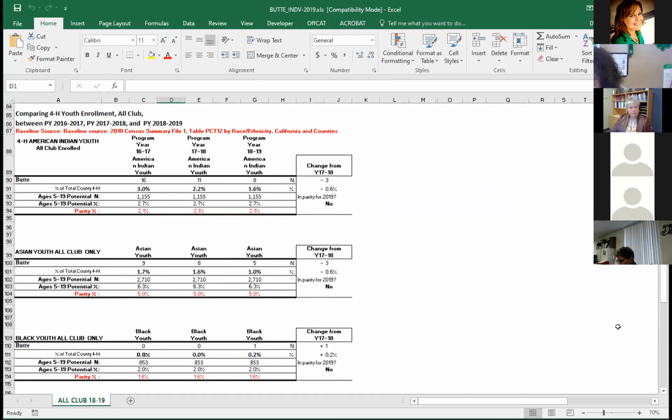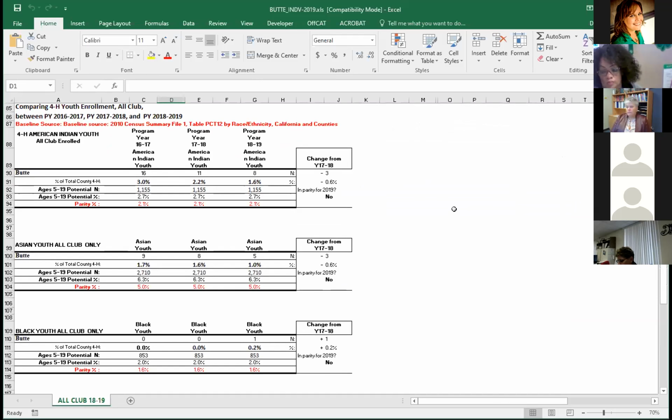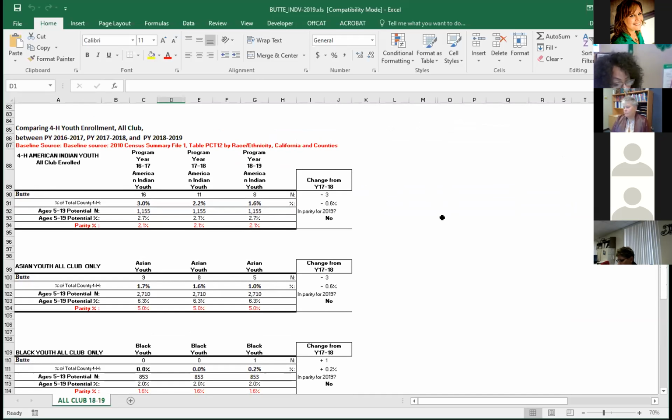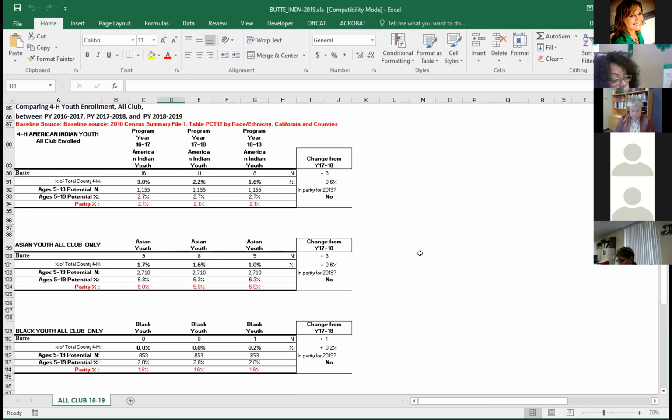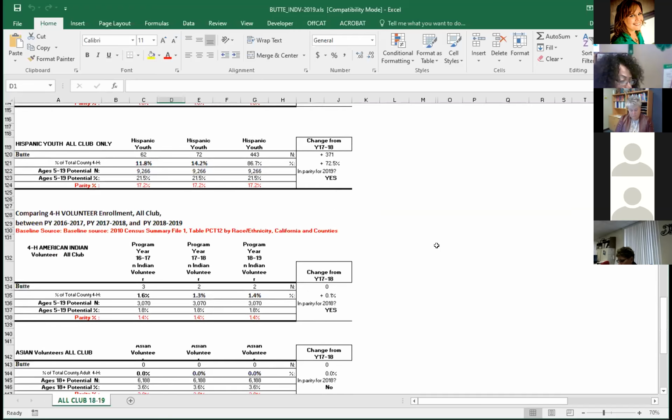Then in the next section, we go into the individual racial categories with a 3-year study, a 3-year look at compliance, or how close you come to compliance. And you see here the years 16-17, 17-18, and then the last year, 18-19, or current year, with the change in the percentage from the previous year, and whether they were in parity for this past year, 18-19. So you see that for American Indian youth, Asian youth, Black youth, and Hispanic youth.